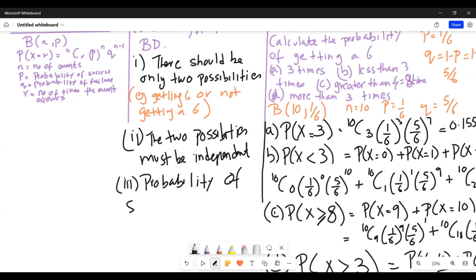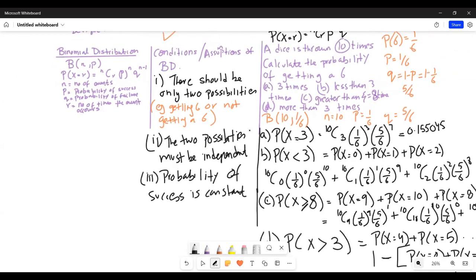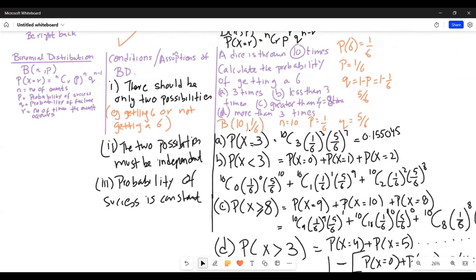Probability of success is constant. हर दफा 6 आने की probability 1/6 है. तो ये नहीं होगा कि एक दफा 6 आया तो probability 1/6 है, अगली दफा 6 आने की probability 1/5 है. So it's a binomial distribution if the probability of success stays the same.